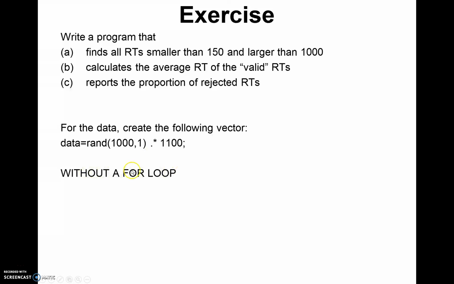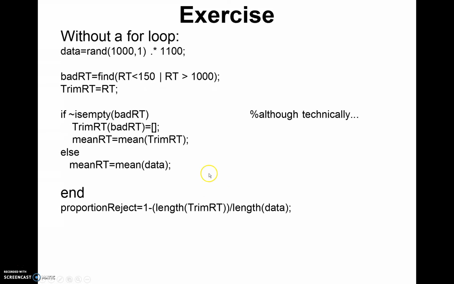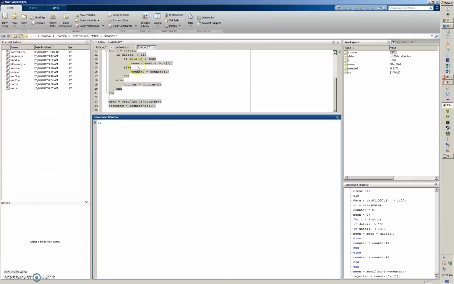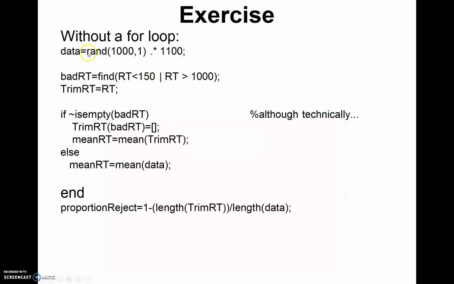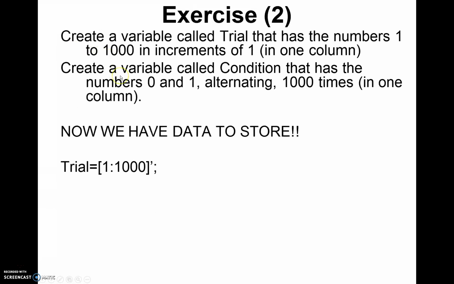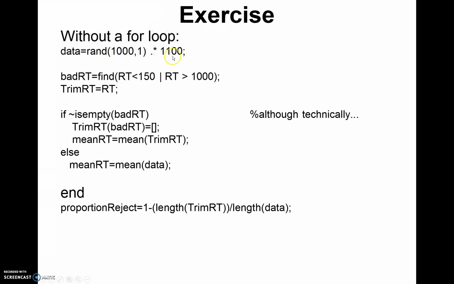What if we had to do this without a for loop, based off some of the stuff we learned about if statements and also about isEmpty? Well, without a for loop, we can edit our code like so. We're generating data in the same way, but now we can find it all in one big shot.